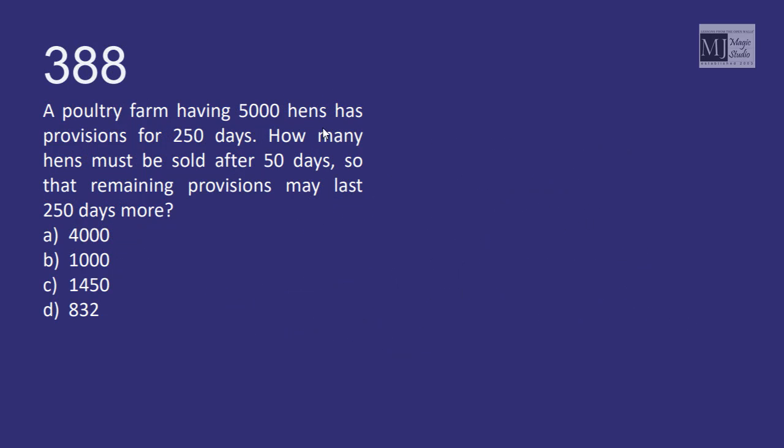A farm having 5000 hens has provision for 250 days. This is M and this is D. M into D. How many hens must be sold after 50 days? That means till 50 days, 5000 hens have enjoyed the provision. So I can say the total provision equals 5000 hens enjoying it for 50 days, and now X number of hens enjoying the remaining provisions for how many days? 250 more days. That means 250 days.